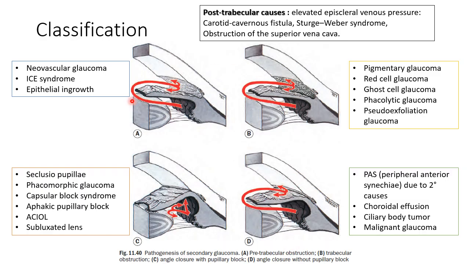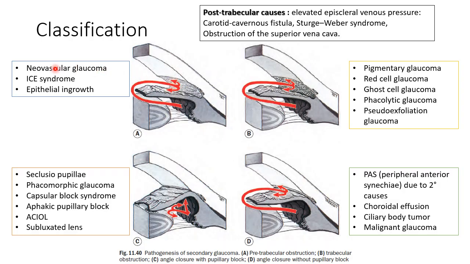Okay. So coming on to causes of pre-trabecular. The trabecular, this thing over here, is the trabecular. This picture is from Kansky. It's a very nicely explained diagram, so I've just picked it up from there. So this is the trabecular meshwork, right? Now pre-trabecular means the trabecular meshwork structurally is all right, at least initially. The problem is something before the trabecular meshwork.